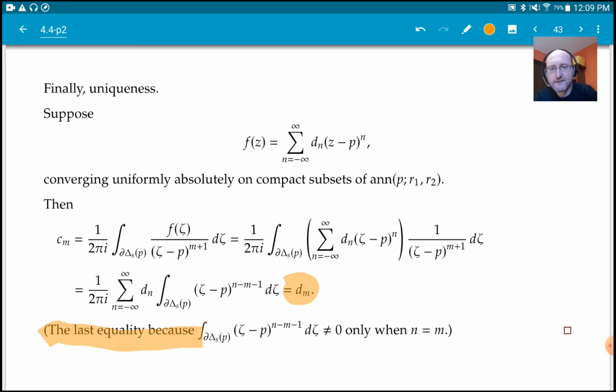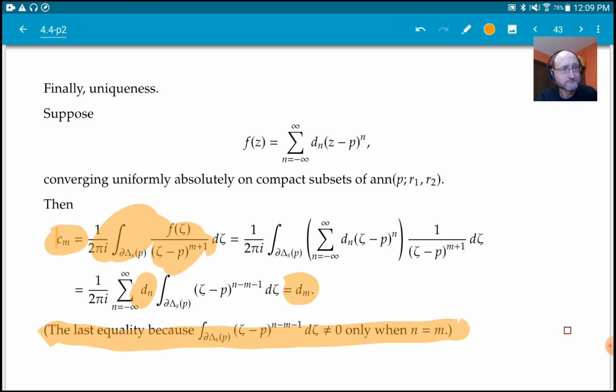And this is the reasoning. It's only when n is equal to m that you get anything, and you get precisely the right thing. So it's the only d_n here that survives, right? It's the mth one. So we get that c_m is equal to d_m. Therefore, the series is unique. All right. So we've proved the existence and uniqueness of the Laurent series, and we have a formula for the coefficients too.